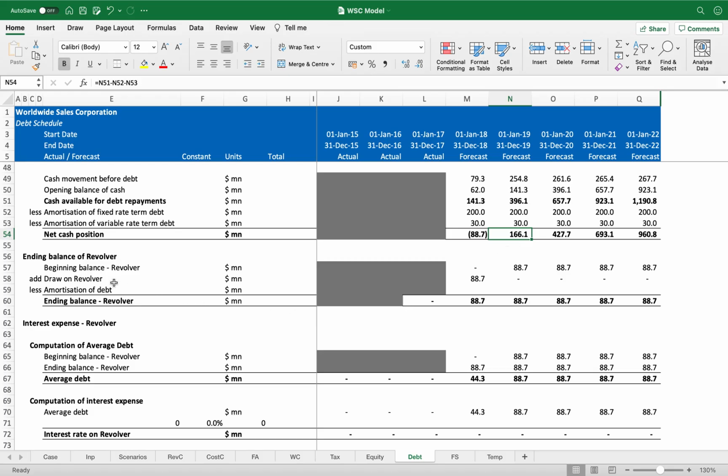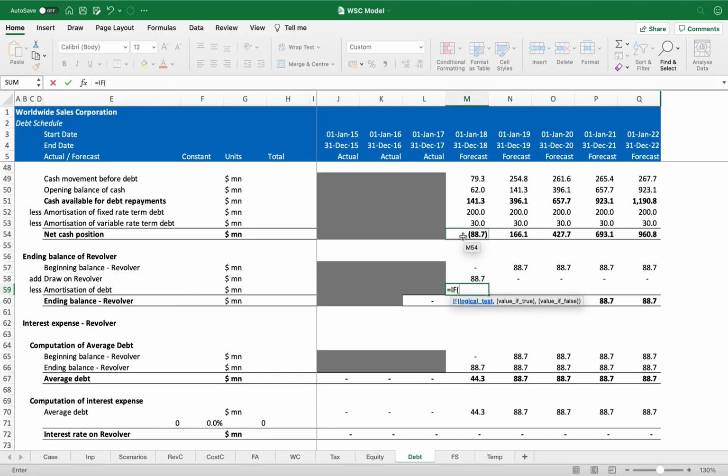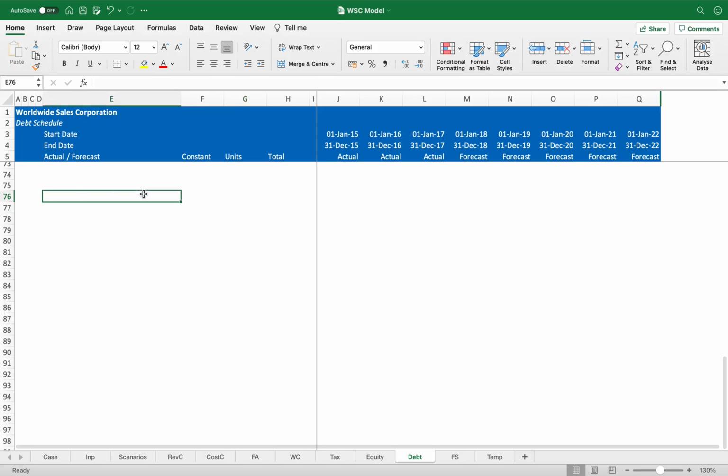So how will I repay the revolver? I will say, if this amount, the net cash position, is greater than 0. If it is less than 0, I draw on the revolver. If it is greater than 0, then how much will you pay? How much will you pay? Okay, let me just explain this and then we'll build the formula. Okay, now look at this very, very carefully.